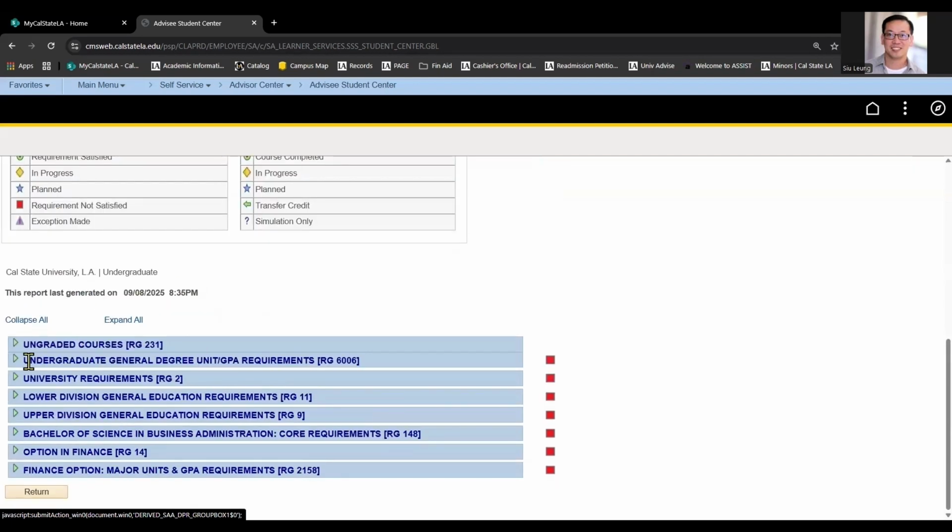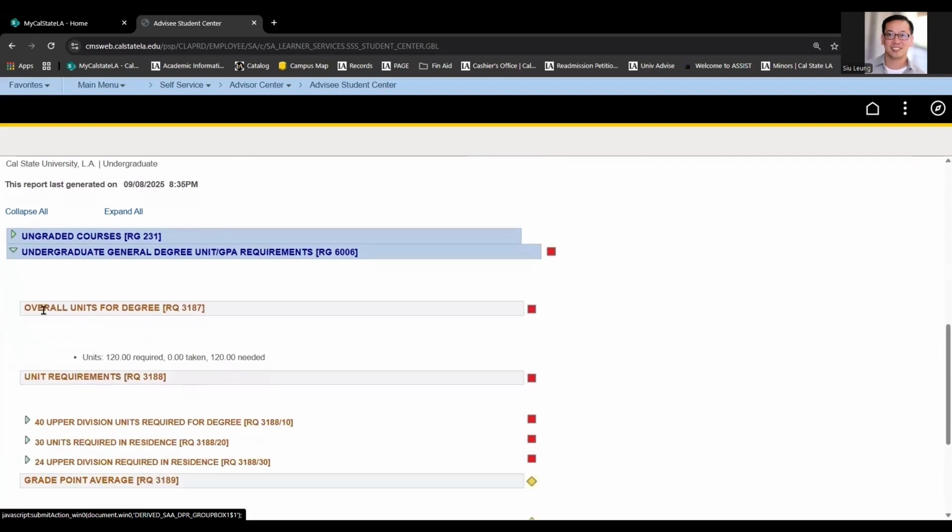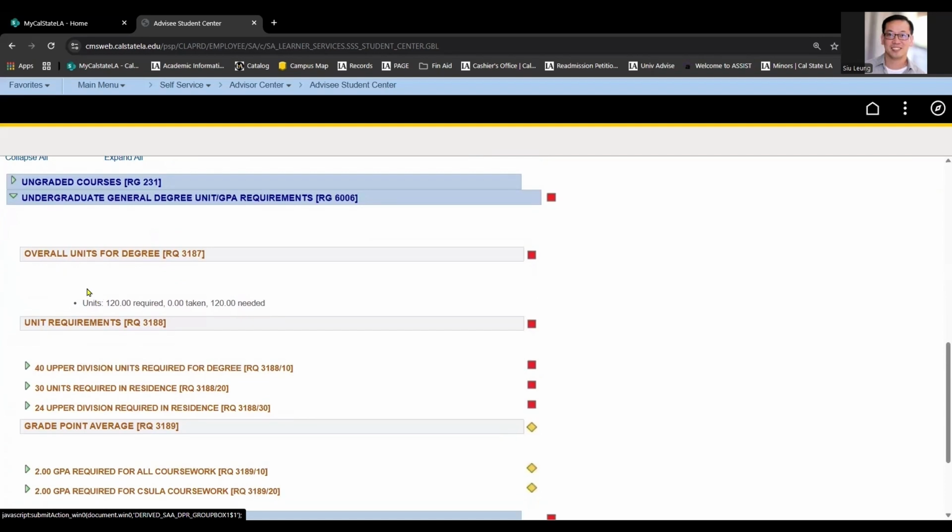So the next one, so let me close this up so that it stays nice and neat. So the next one is undergraduate general degree unit/GPA requirements. So if you open that up, it's pretty straightforward. It's going to tell you your total units that you need for your degree. So for all degrees, pretty much, you need 120 units minimum. If you go over, that's okay. But if you are under 120, you won't be able to get your degree until you fulfill at least 120 units. So that's pretty straightforward.